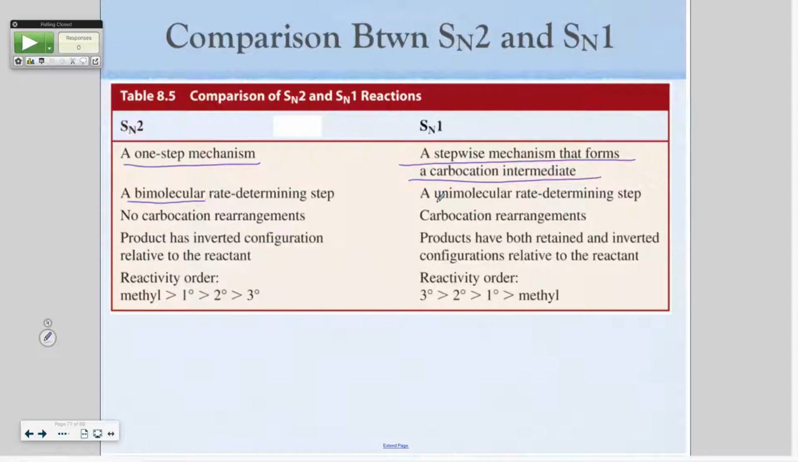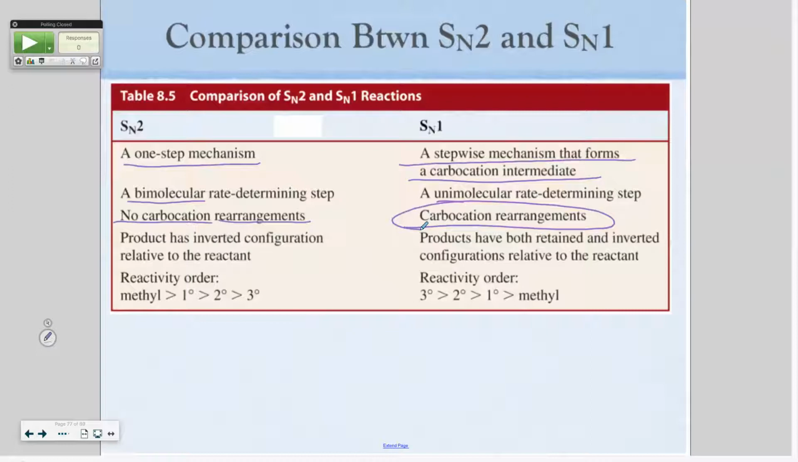And the SN1 is unimolecular, meaning how many molecules? One. What is the rate determining step in an SN1 reaction? Forming the carbocation, okay? In an SN2 reaction, because no carbocation forms, there are no rearrangements. So no rearrangements.